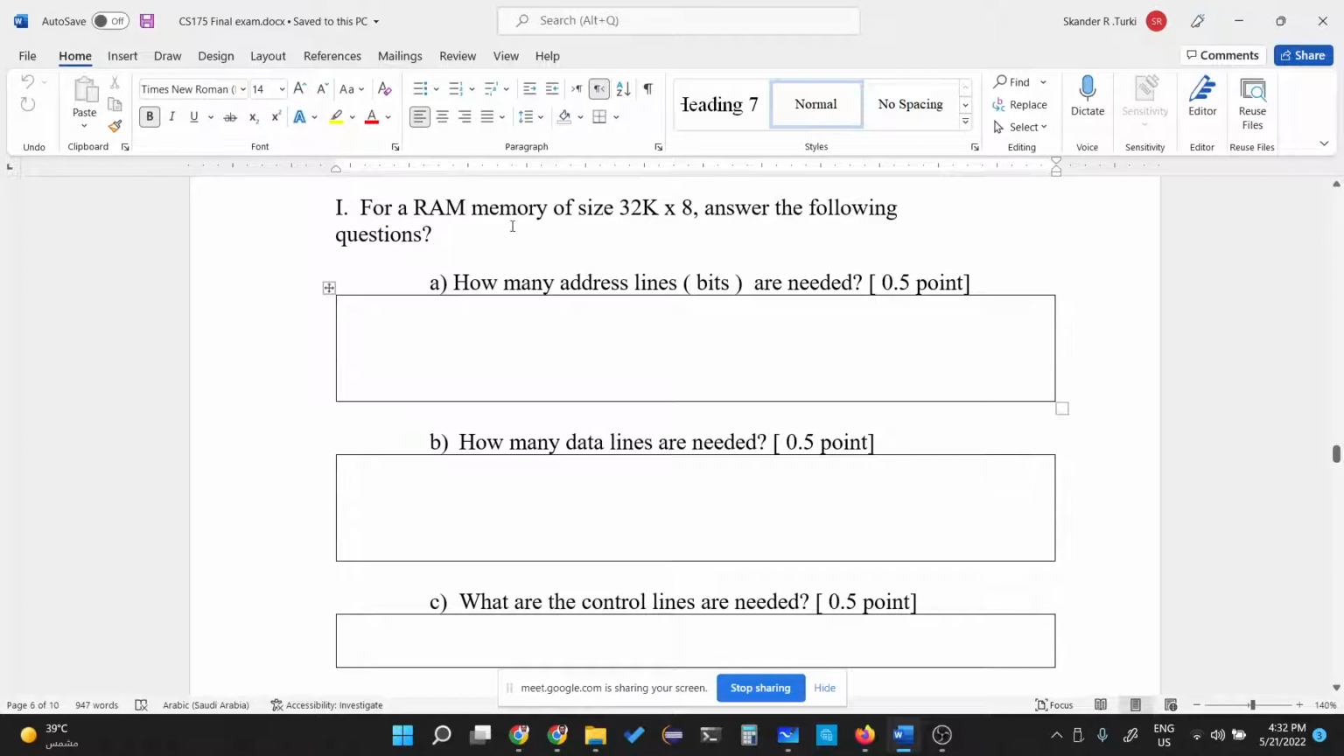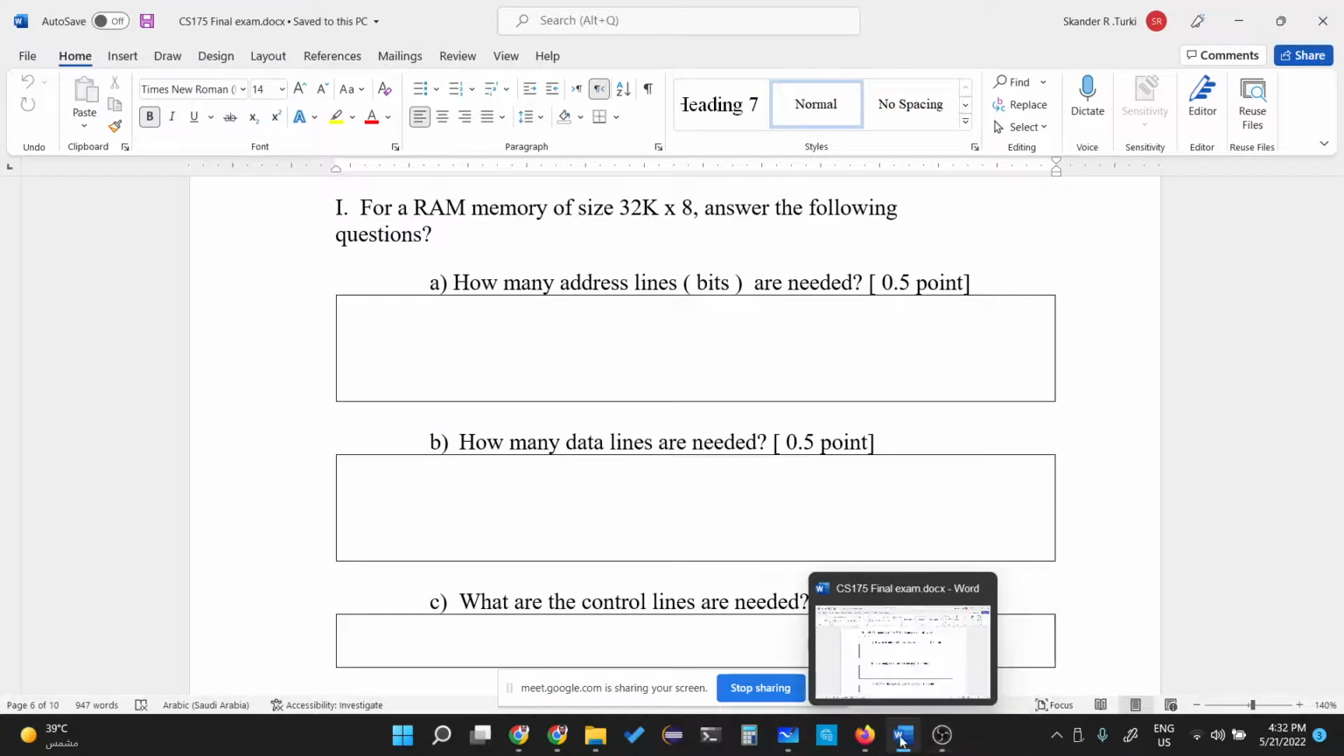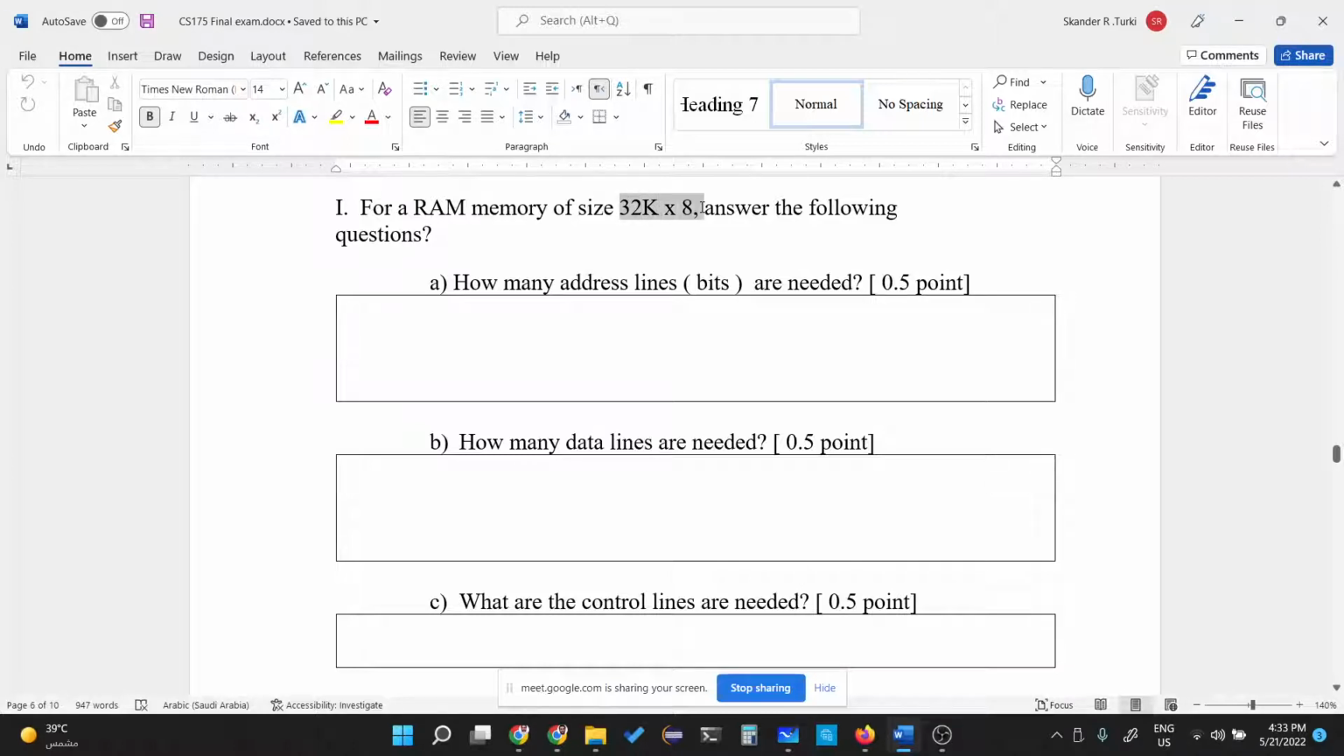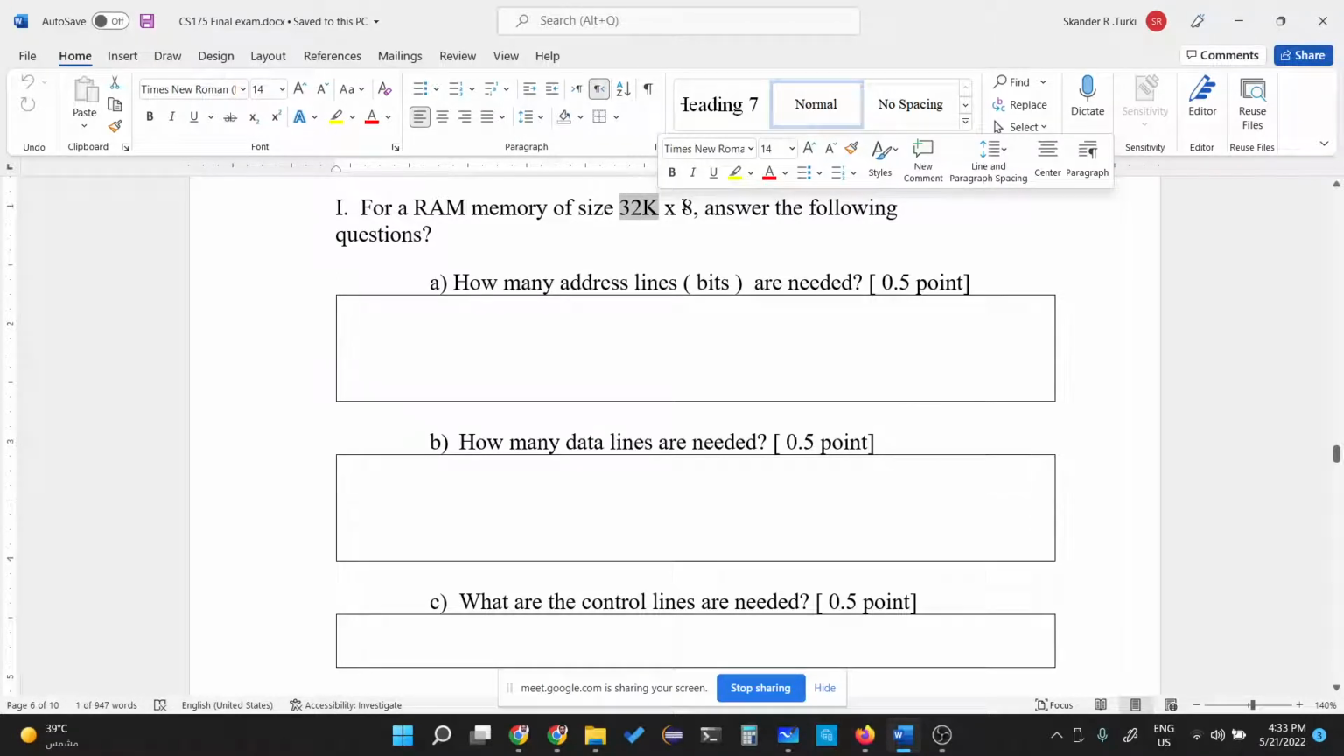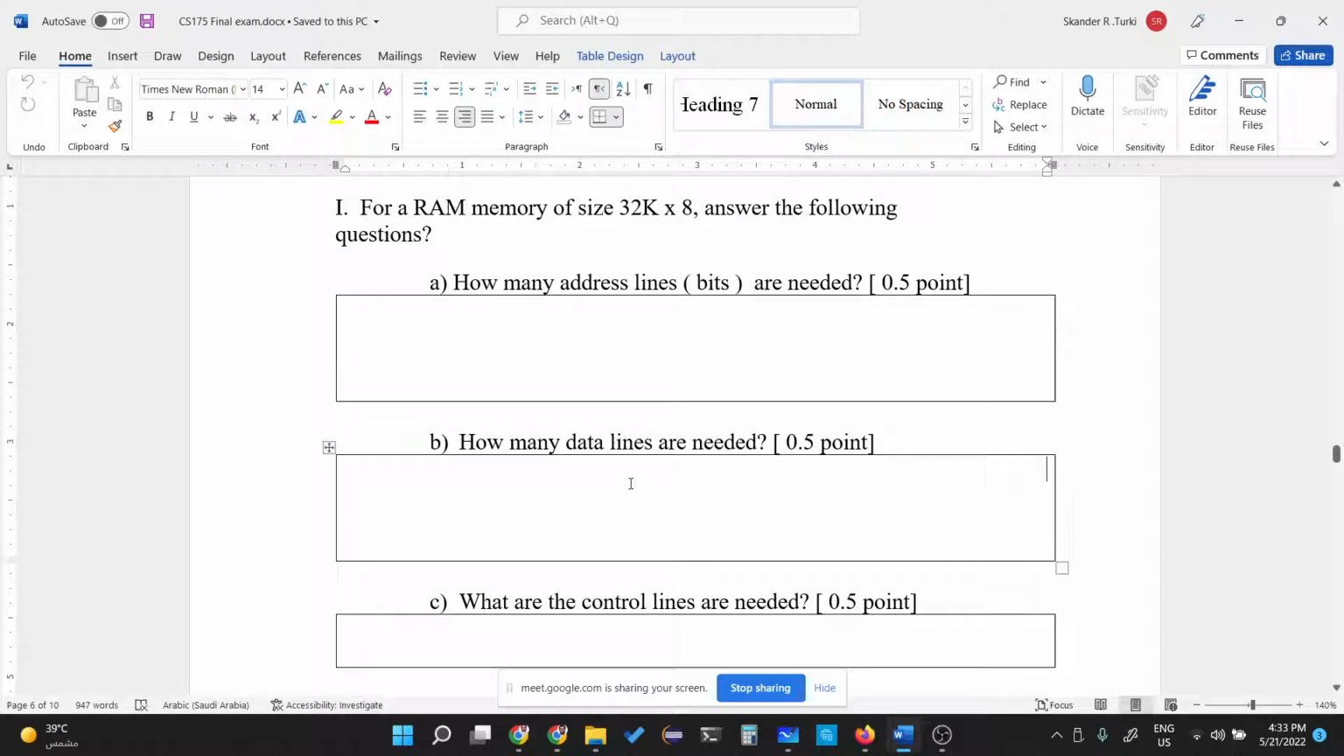Okay. So for a RAM memory of size 32K multiplied by 8, answer the following question: how many address lines bits are needed? So here we need how many address lines. So this syntax here means that we have 32K addresses multiplied by 8. So 8 is the size of the data lines. So here how many data lines? Here we have 8 data lines. Okay. So here the answer is 8 for B.